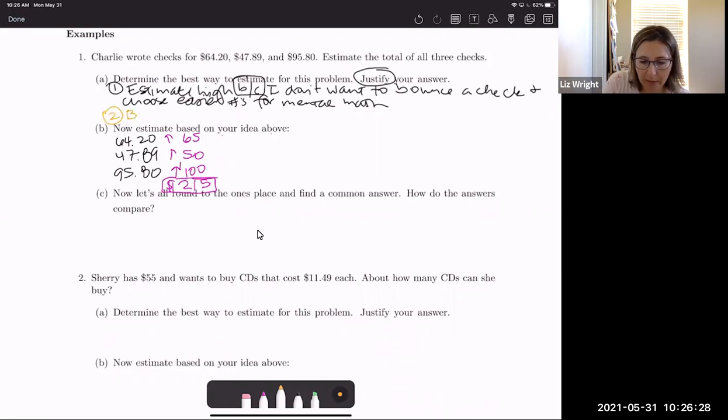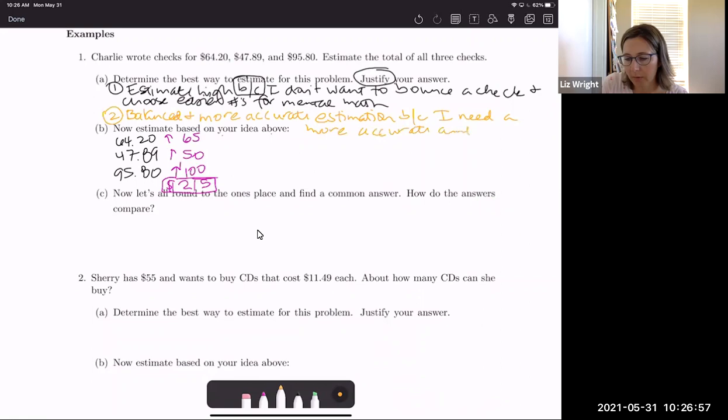So balanced and more accurate estimation. Because I need a more accurate amount for my checking account. So either one of these, if you had written down either one, the one that was in black, the one that was in orange, either one would be okay.